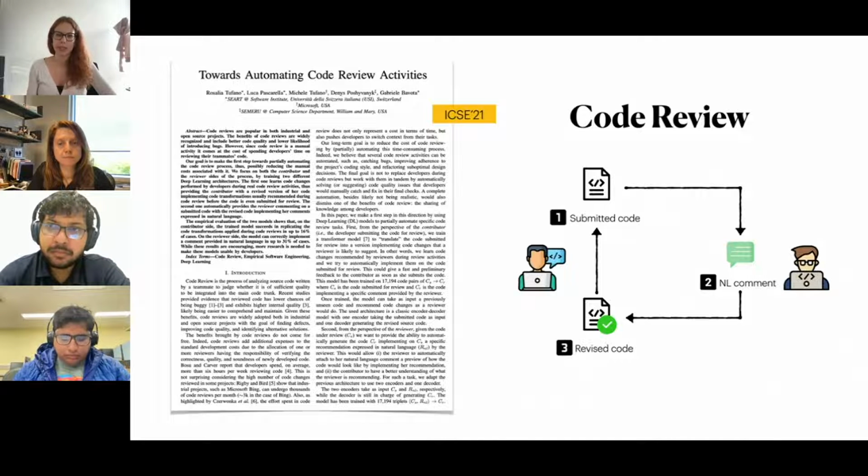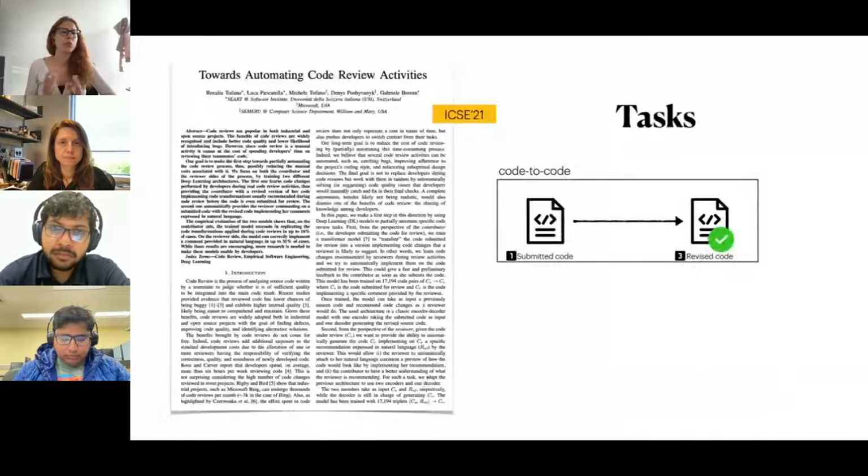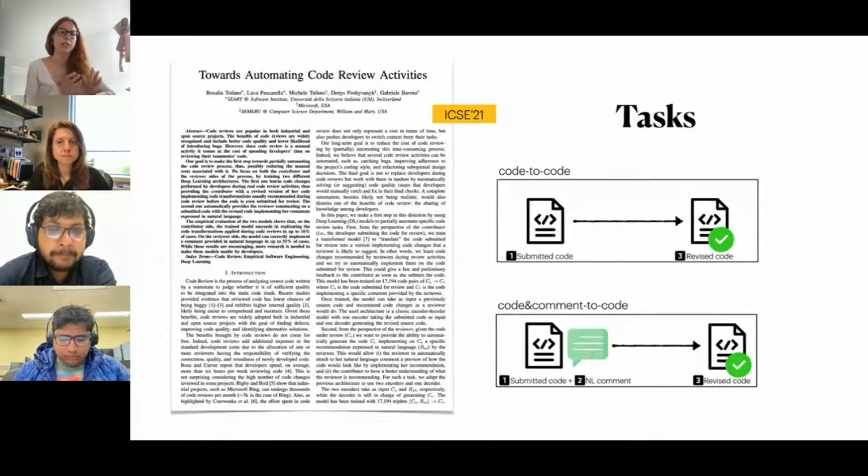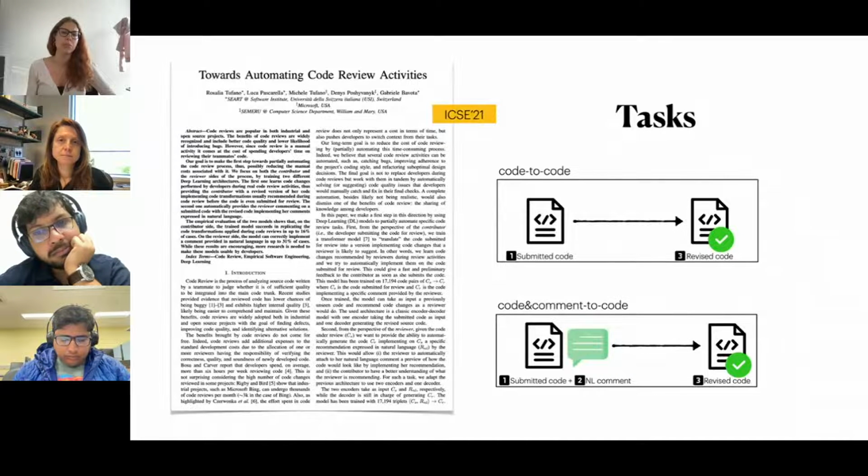So we defined two tasks. The first one is the code-to-code task, in which, given the submitted code, we want to automatically generate the revised code. The second one is the code and comment to code task, in which, given the submitted code and the natural language comment of the reviewer, we want to automatically generate the revised code implementing the code changes suggested by the reviewer in the comment.